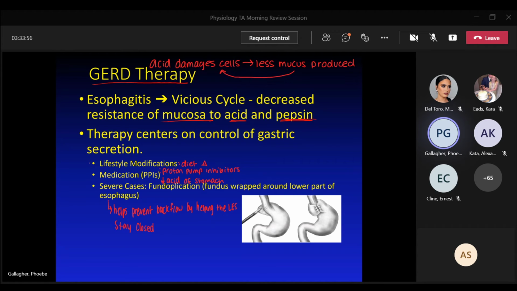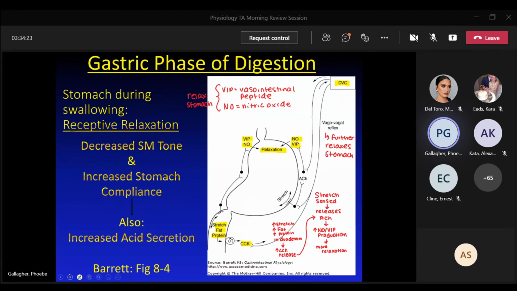If you have gastric reflux, they tell you to change your diet, so lifestyle modifications. Proton pump inhibitors are a way of doing that. And then he explained fundoplication. That's kind of shown here where you wrap the top part of your stomach around the esophagus to increase that pressure to keep it closed at the lower esophageal sphincter. So just have a general understanding of this and the general therapies and you'll be fine.